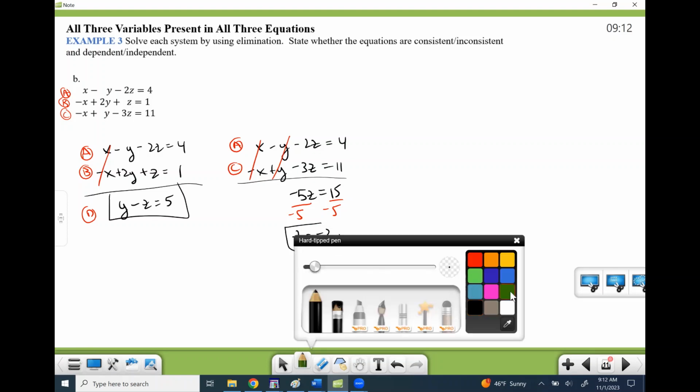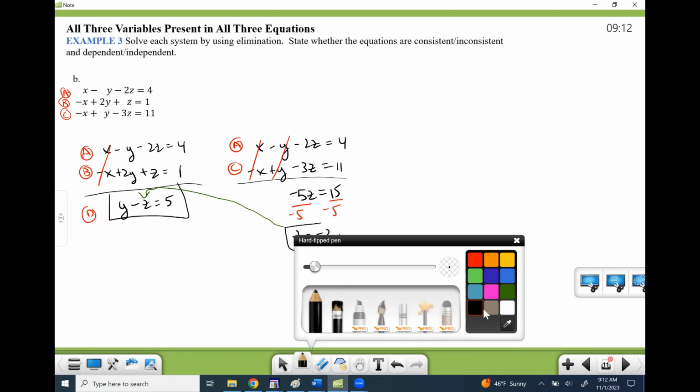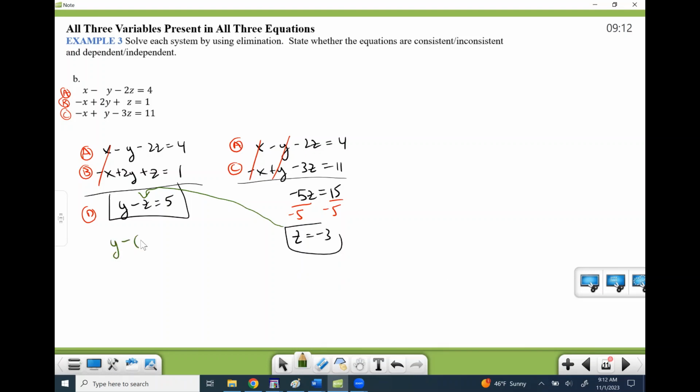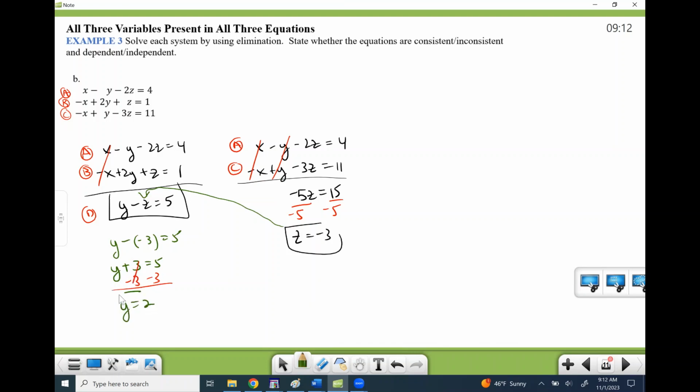So we take that z and we substitute it in to one of the boxed equations. So let's see here. We got y minus -3 equals 5. So we have y plus 3 equals 5. So if we take away 3, we get y equals 2.